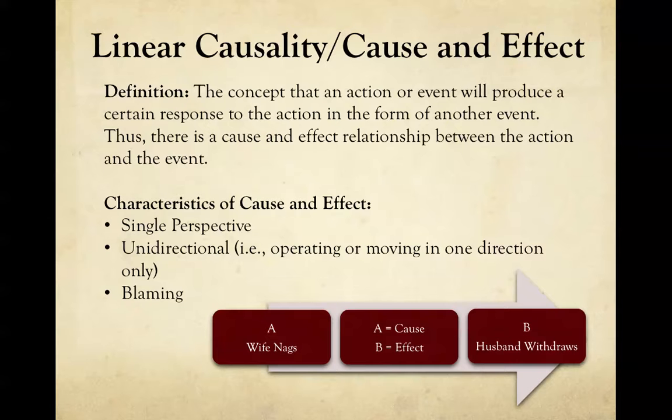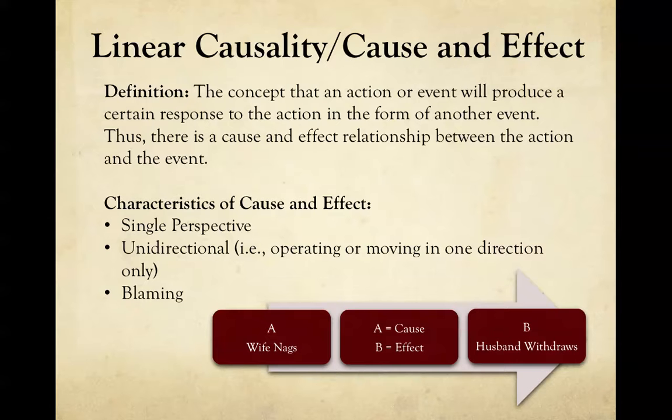Some characteristics of cause and effect are that it's a single perspective, right? We're looking at it in just one way. First A happens, and then B happens. And this is a unidirectional perspective, moving in just one direction. And when it comes to looking at cause and effect in human relationships, it introduces the possibility for blaming. So here's an example that shows how this is the case.